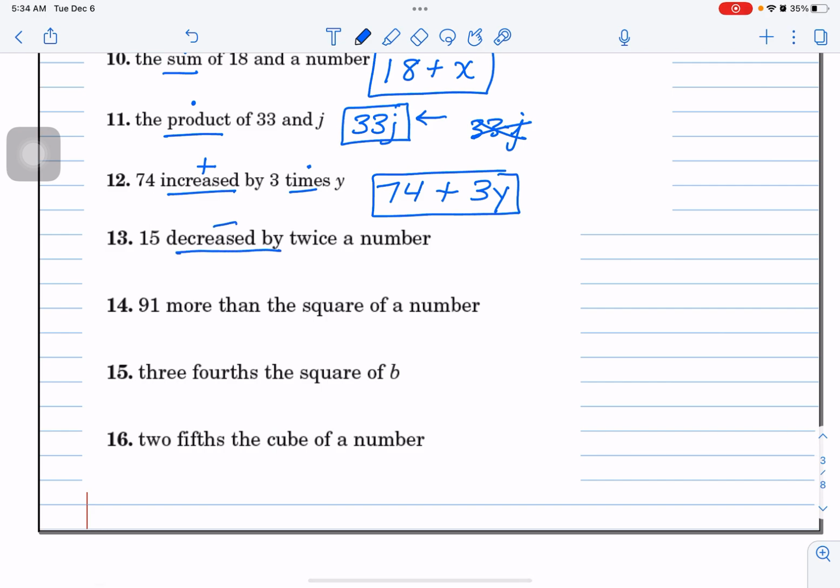15 decreased by twice a number. 15 decreased by, well, twice means to multiply it by 2. So it'd be 15 minus 2x.